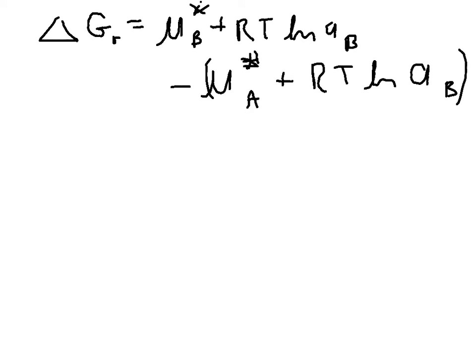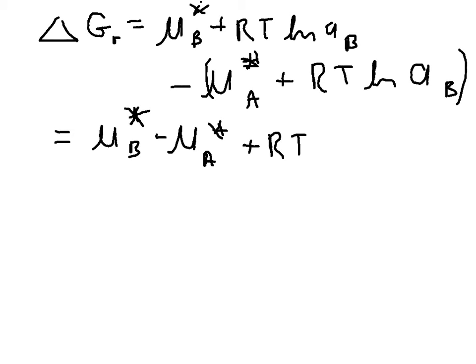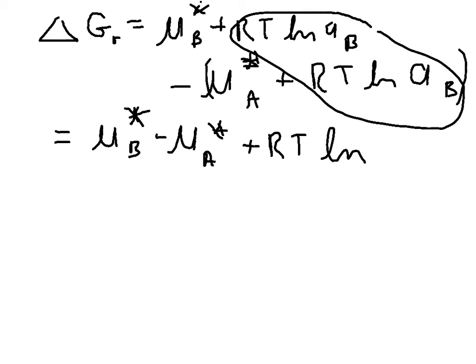So we have the chemical potential of B minus the chemical potential of A, and we can combine those terms and say this is equal to the chemical potential of pure B minus the chemical potential of pure A plus RT log, and we're just going to combine these two logarithm terms. So we've got the positive term, which is the activity of B, over the negative term, which is the activity of A.